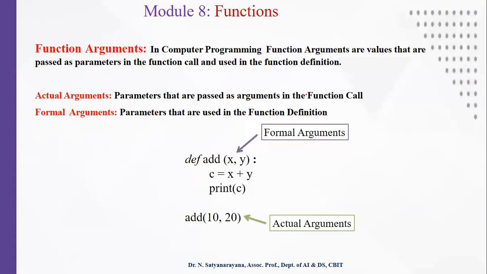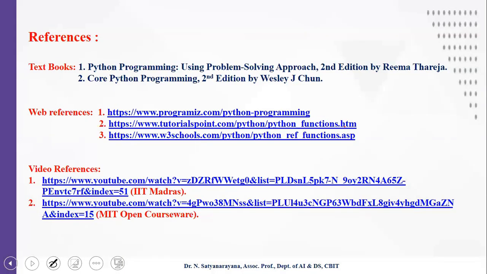Got it? When you send the parameters in the function call, those are called actual parameters, as you can see here on screen. And the parameters that are defined within the function definition are called formal parameters. Arguments are also called parameters. So this is how one can define a function in Python programming.